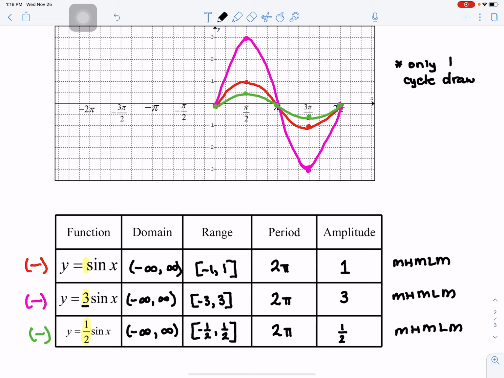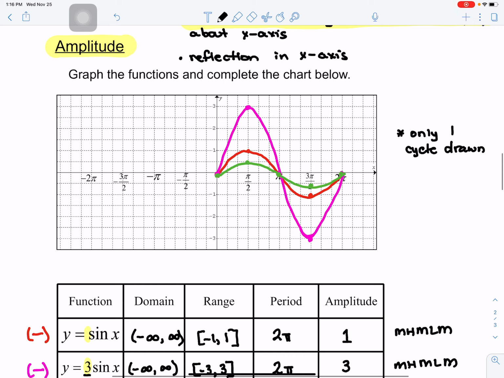Now, if they want you to continue, I like to use another color and just continue it on to the left or to the right, but I'm going to focus on my domain to be just 0 to 2 pi, so you can focus on one cycle and what it looks like.